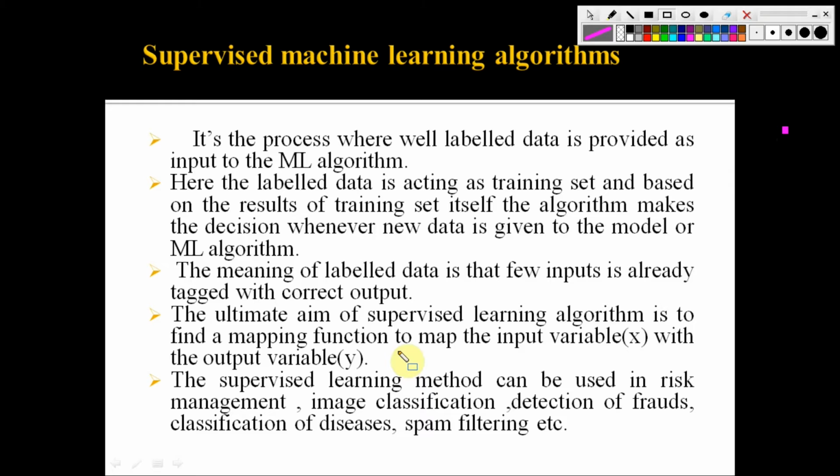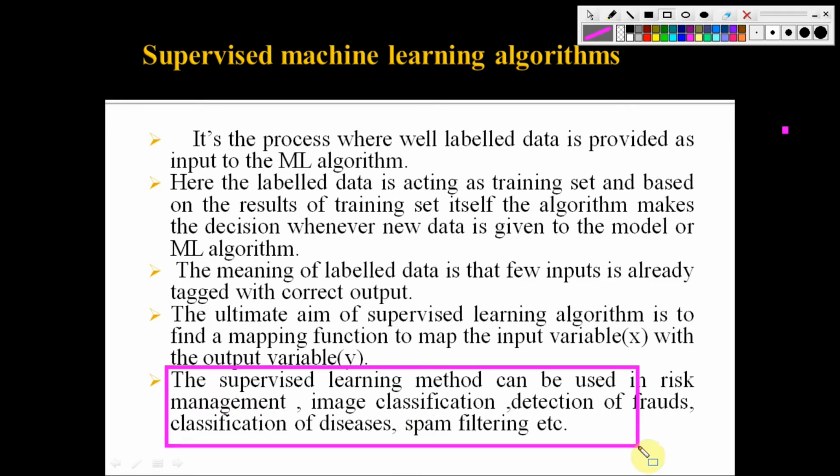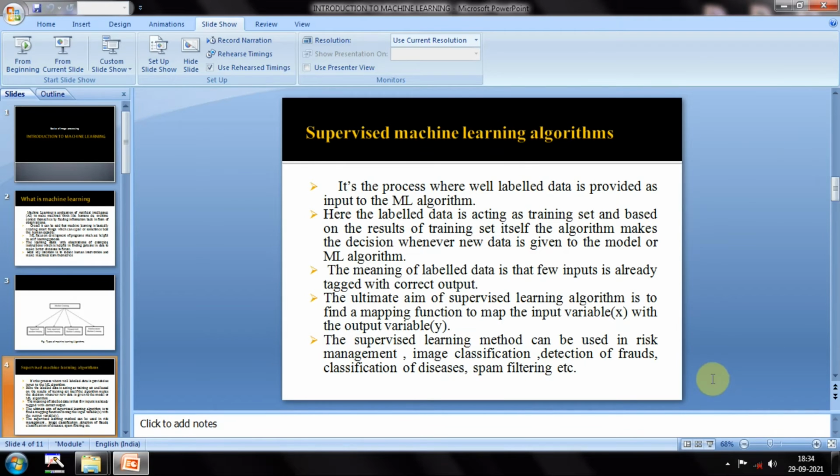The supervised learning method can be used in risk management, image classification, detection of frauds, classification of diseases, and spam filtering. So these are the application areas where supervised machine learning algorithms can be used. Right, so that's all about supervised machine learning, guys.